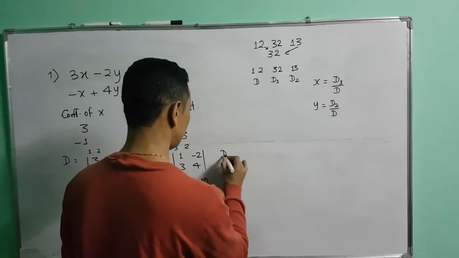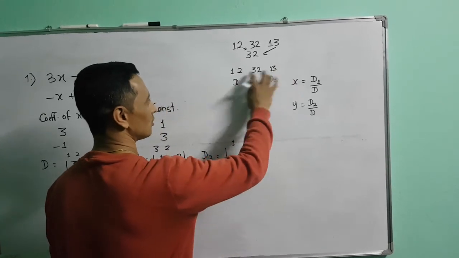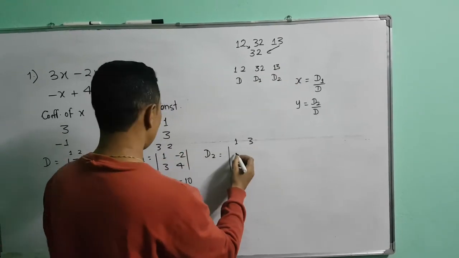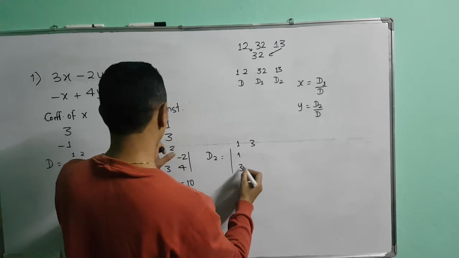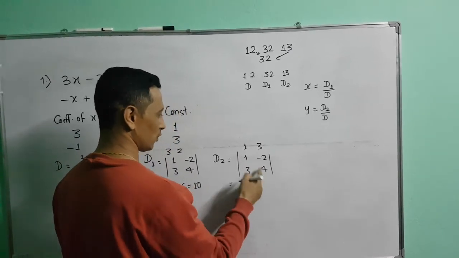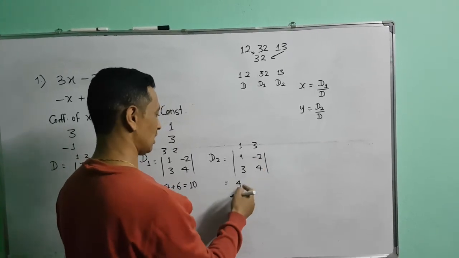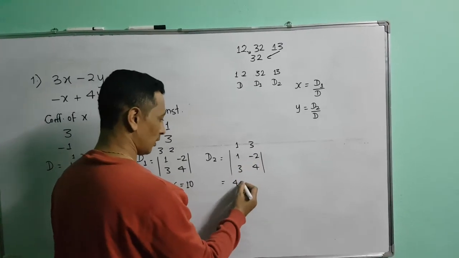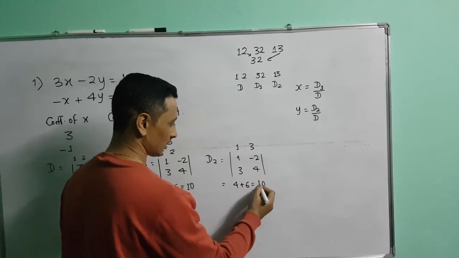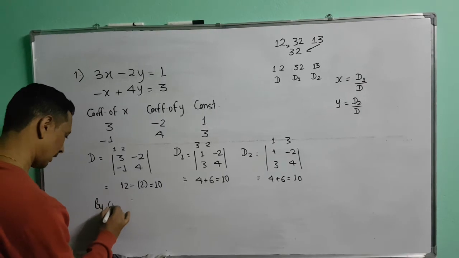And D2, that is the third determinant, it is 13, you can see 12, 13, 32. Third is 1, 3, second is minus 2, 4. So this equals 4 into 1, 4, minus 3 into minus 2, minus minus 6, plus 6, and it gives you 10.